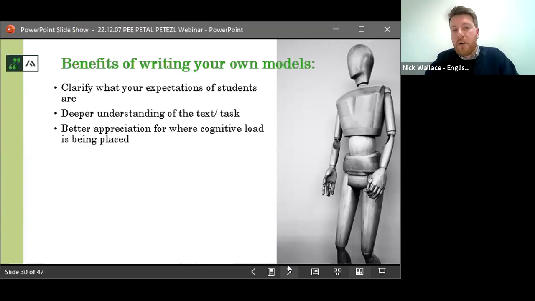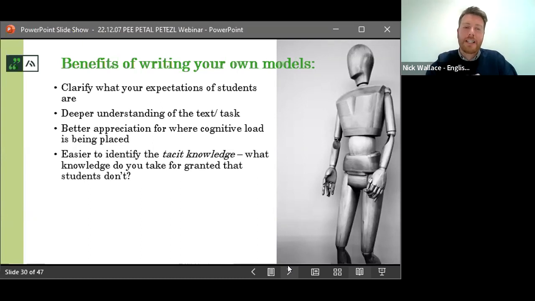It can also allow us to have a much clearer understanding of where students are going to be struggling. Where are we placing that cognitive load on students? Is it on using vocabulary? Is it on writing a topic sentence? Is it in exploring the way this character has changed across the text? It also allows you to identify the tacit knowledge, that knowledge that you carry around with you, that you take completely for granted, that your students may not have, or that cultural capital that you have that perhaps your students don't have access to.